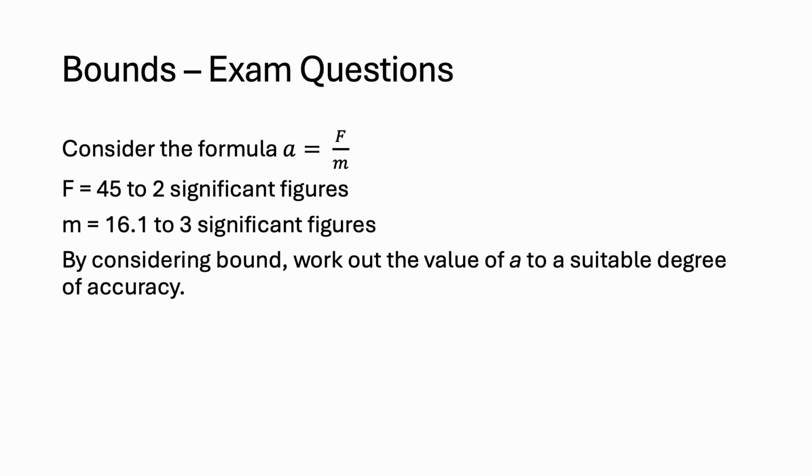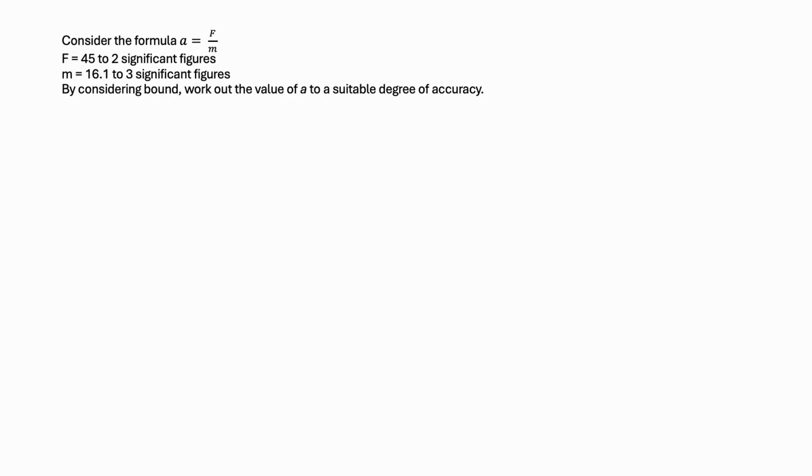Okay, now we have another exam style question. So it says, consider the formula A is equal to F over M. F is equal to 45 to two significant figures. M is equal to 16.1 to three significant figures. Okay. By considering bounds, work out the value of A to a suitable degree of accuracy. Okay, that's very important. So let's do it.